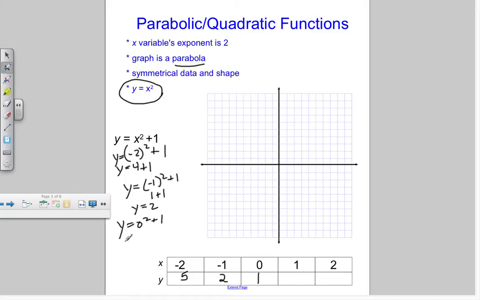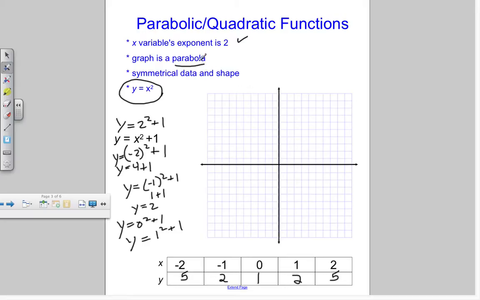If I put a 1 in, I get y equals 1 squared plus 1. 1 squared is 1, plus 1 is 2. If I put a 2 in, I get y equals 2 squared plus 1. 2 squared is 4, plus 1 is 5. Okay, so I filled out my chart. This one's easy to see.